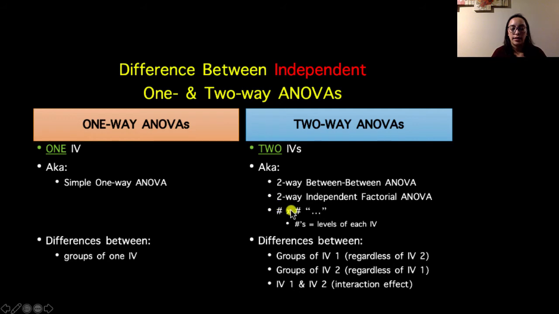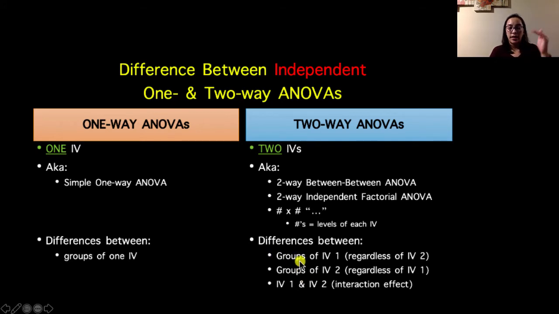So either using this level by level naming convention or the two-way naming convention, and you have something that's indicating the types of independent variables, then you pretty much have the naming of the test that you're using down. So either you'd have between or independent somewhere in the naming convention, in addition to the two-way or the level-by-level comparison.